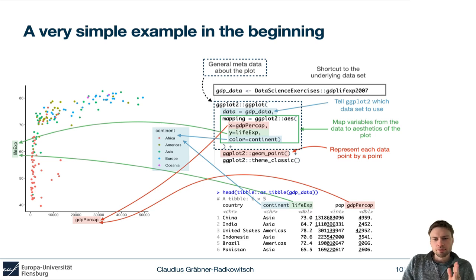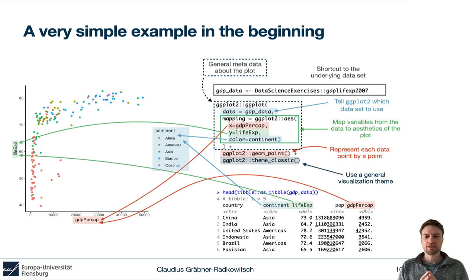But for this example, we don't do anything more other than using a general theme. A general theme controls many visual properties of the plot, and this theme classic makes the plot look very clean and simple.